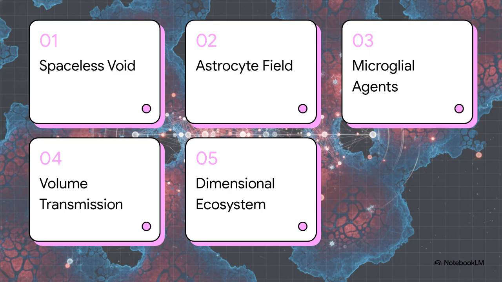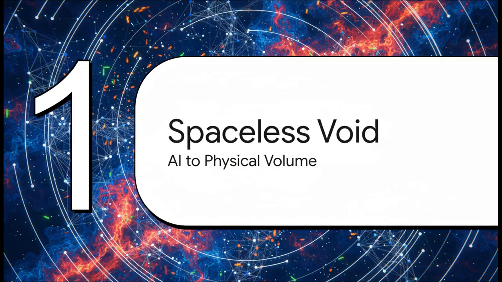To really wrap our heads around this, we're going to build this biological ecosystem progressively, layer by layer. We'll start with escaping the spaceless void, move on to the astrocyte field, then introduce microglial agents, explore broadcast and volume transmission, and finally bring it all together in a new dimensional ecosystem. All right, let's kick things off with Section 1, Escaping the Spaceless Void. This is all about moving AI from a null space into a physical volume.